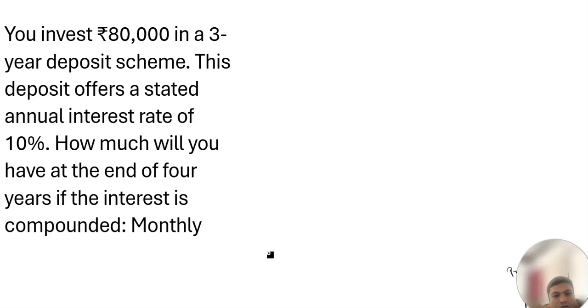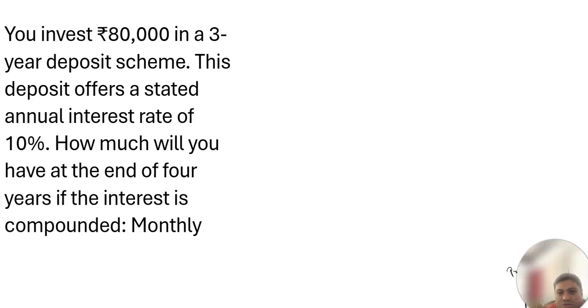Now let's see an example and then try to apply those conditions we have discussed. We discussed three conditions. Condition number one is C is recurring. So let's see this example. If you invest 80,000 rupees in a 3-year deposit scheme, this deposit offers a stated annual interest rate of 10%. How much will you have at the end of 4 years if the interest rate is compounded monthly?